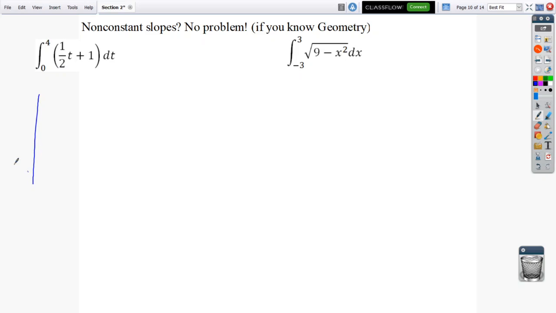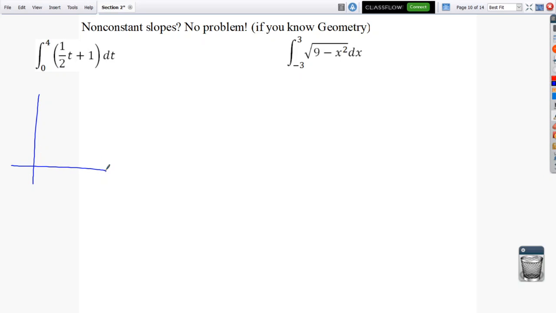Looking at this, I know that 1/2 t plus 1, okay, so that's going to have a y-intercept of 1 and a slope of 1/2. I know that I'm starting at 0 and I'm ending at 4. So I know that I'm going to have to include this point. And 1, 2, 3, 4, 5. I think that's going to cover it. 1, 2, 3, 4. I know that's going to cover it because I know that I'm going from x equals 0 to x equals 4. Slope is 1/2, so I go up 1 over 2, up 1 over 2. Okay, cool. There's my line right there.